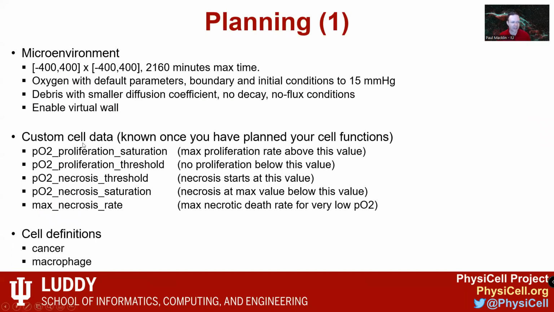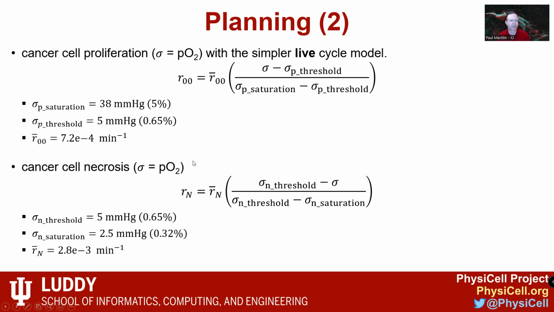Then I'm going to do custom data, as it turns out, that we're going to have proliferation and things like this. So we're going to have the response function thresholds. This is my S0 and S1 for proliferation. This is my S0 and S1 for my necrosis, and then the max necrosis rate when you're in very low oxygen, and then the cell definitions.